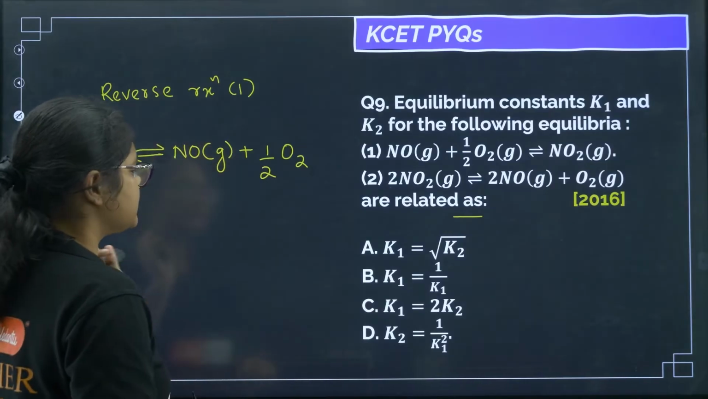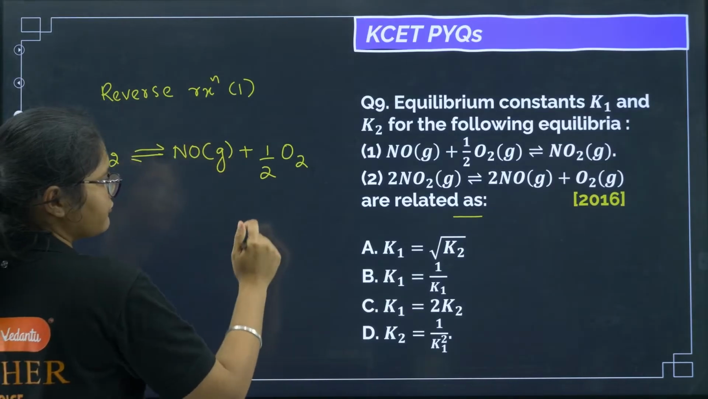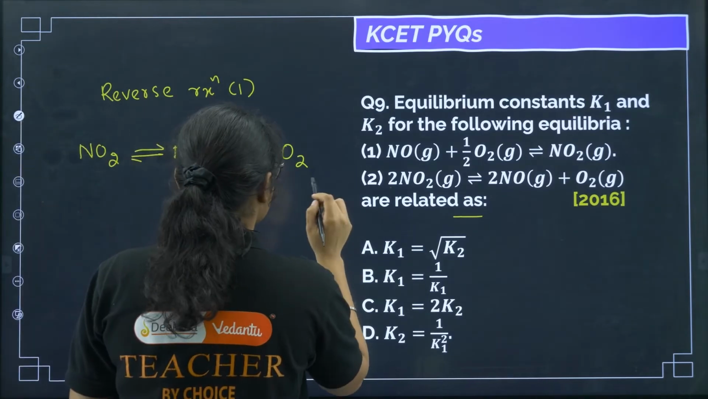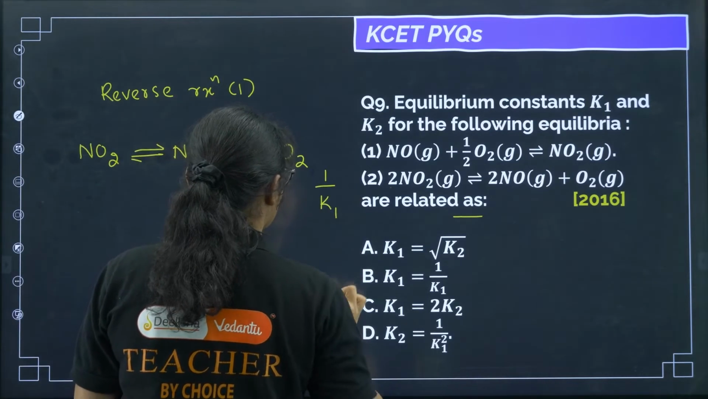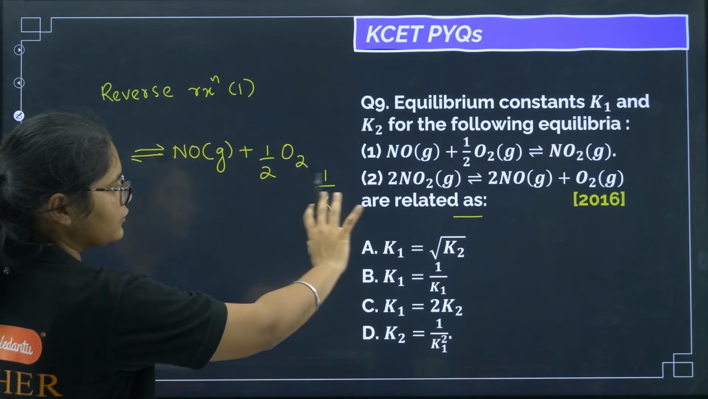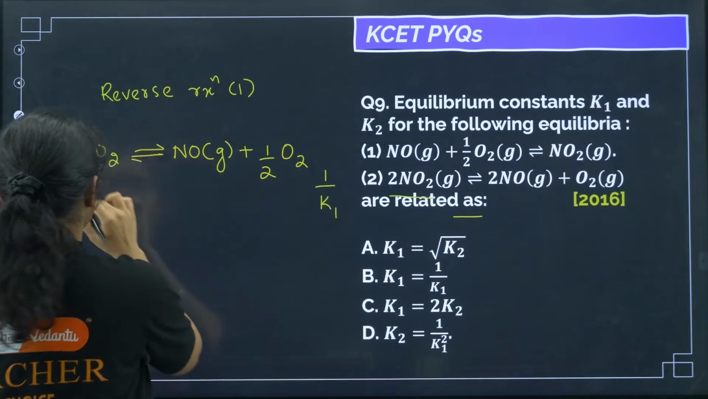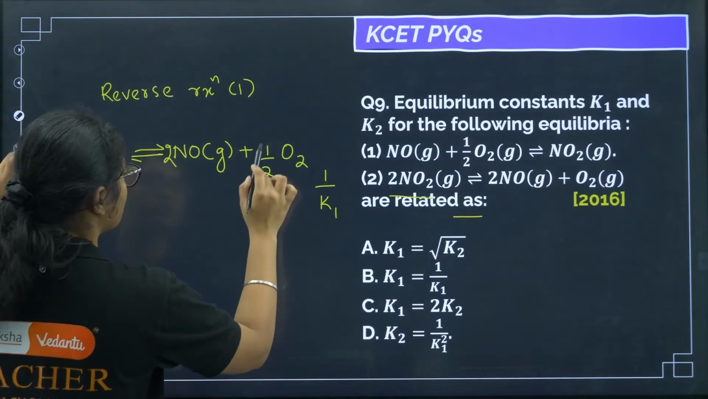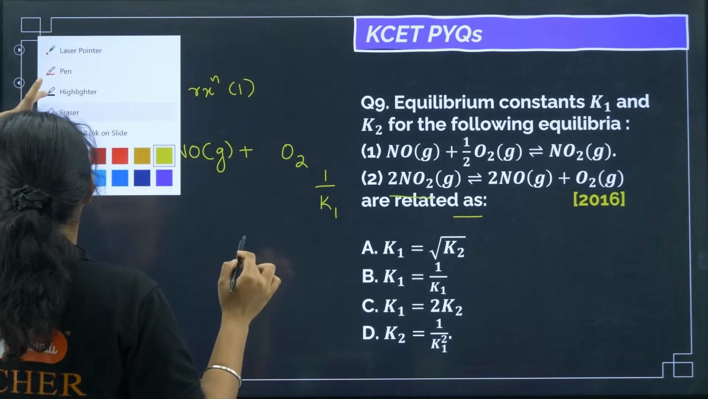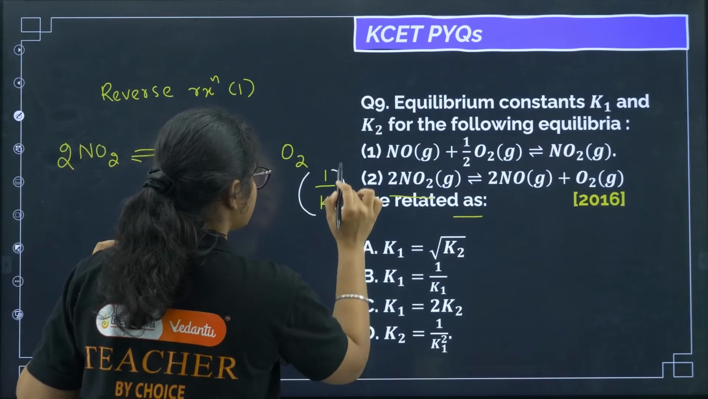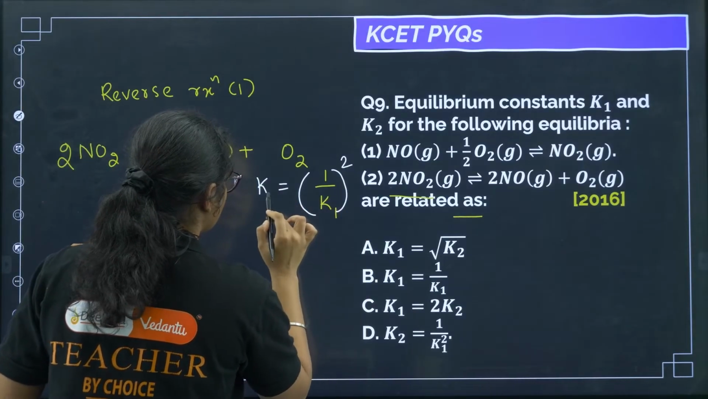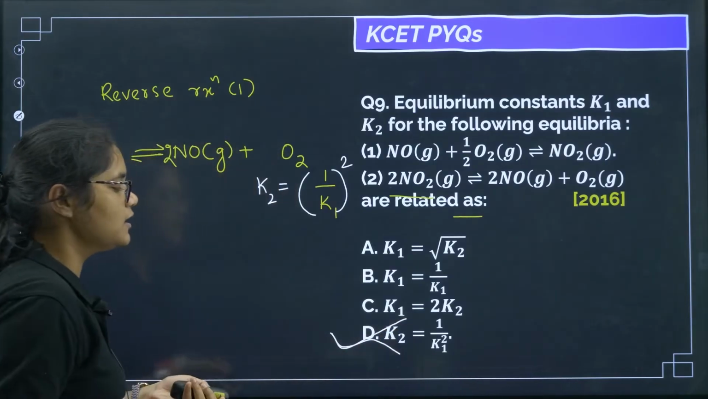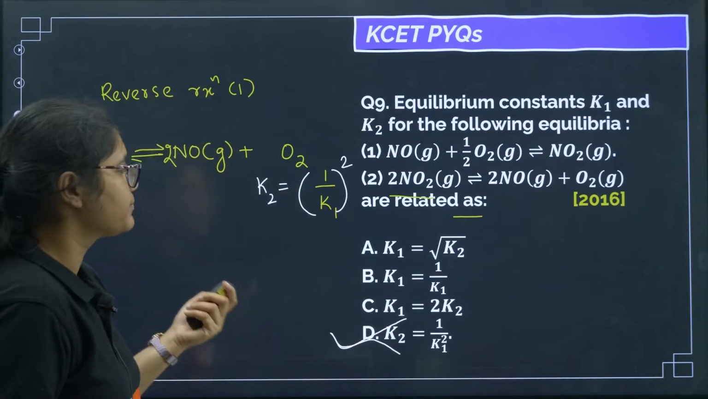Okay, so what will be the value of K? If you reverse the reaction, the K value becomes 1 by that one, so here I will write it is 1 by K1. Now I'll multiply 2 to the whole equation because I need 2 NO2. So 2 NO2, 2 NO, and this will become O2. If you multiply 2 to the whole equation, it will become K1 square. So K2 is equal to 1 by K1 square. Option number D is the correct answer in this question.